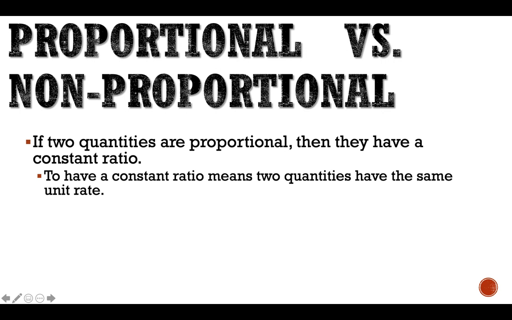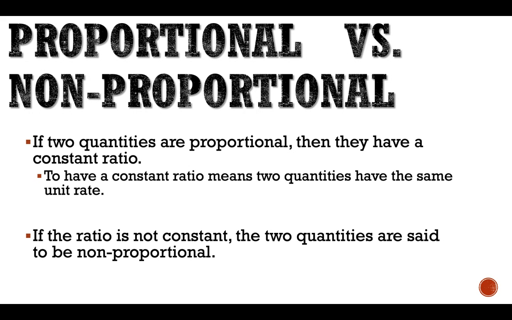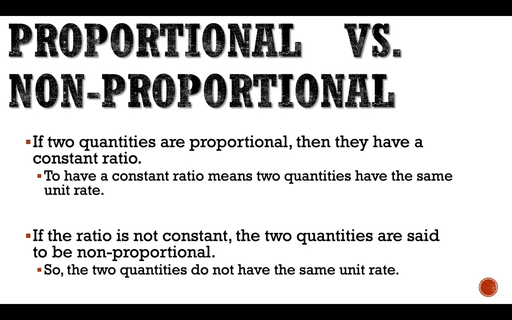To have a constant ratio means that the two quantities have the same unit rate, which is why we divided them out, right? If the ratio is not constant, the two quantities are said to be non-proportional, okay? They are non-proportional. So the two quantities do not have the same unit rate.